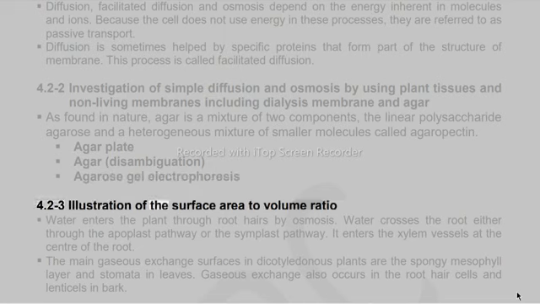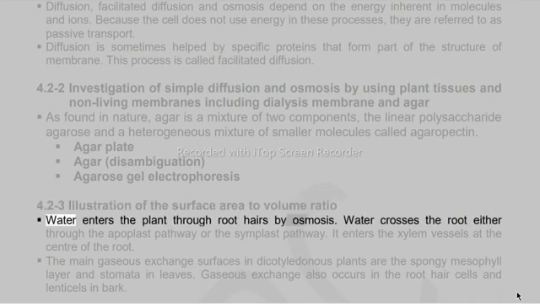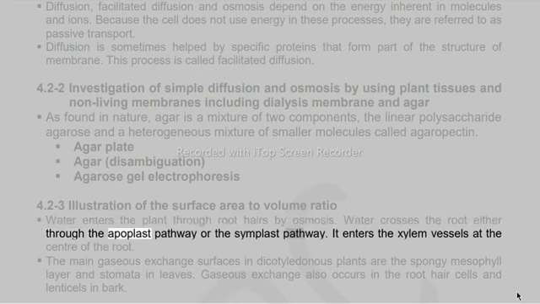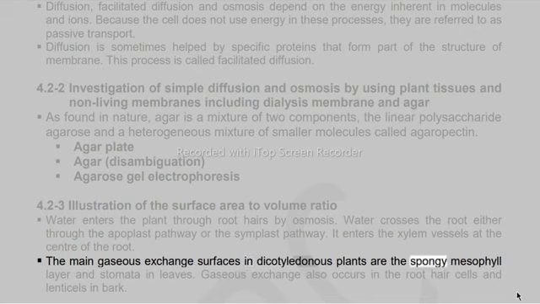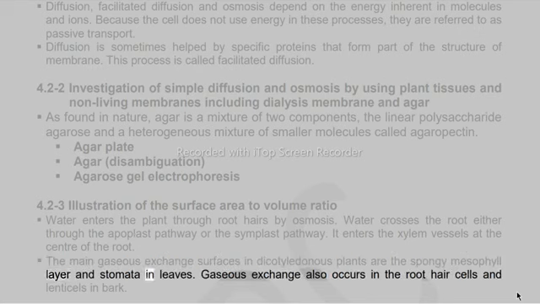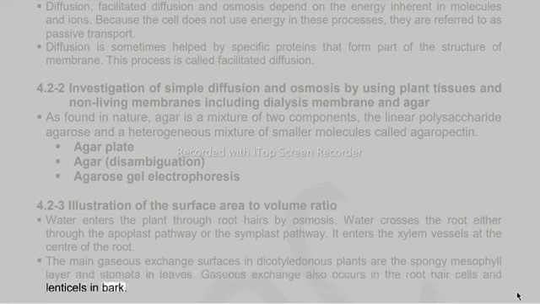4.2-3 Illustration of the surface area to volume ratio. Water enters the plant through root hairs by osmosis. Water crosses the root either through the apoplast pathway or the symplast pathway. It enters the xylem vessels at the center of the root. The main gaseous exchange surfaces in dicotyledonous plants are the spongy mesophyll layer and stomata in leaves. Gaseous exchange also occurs in the root hair cells and lenticels in bark.